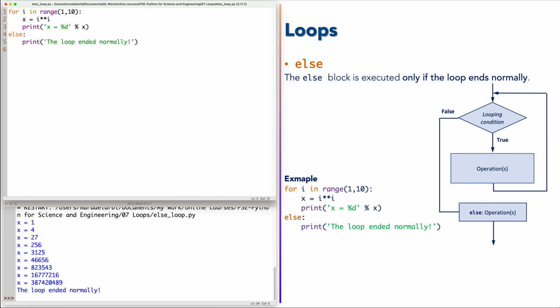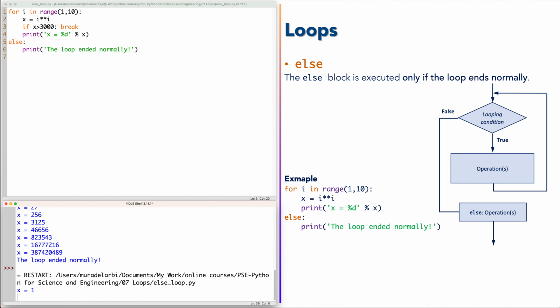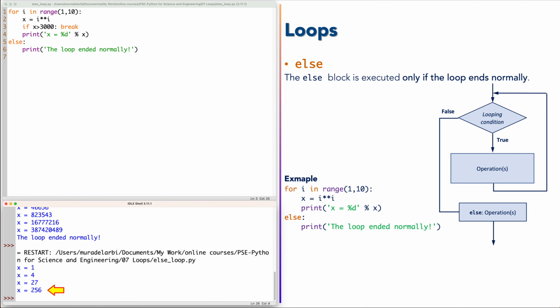In case the loop doesn't end normally because of a break statement, the else block will be skipped. Let's check that by adding a conditional break statement. Let's say if x is larger than 3000, break. The last value of x printed is 256. So as you see, there's no print in here saying the loop ended normally.